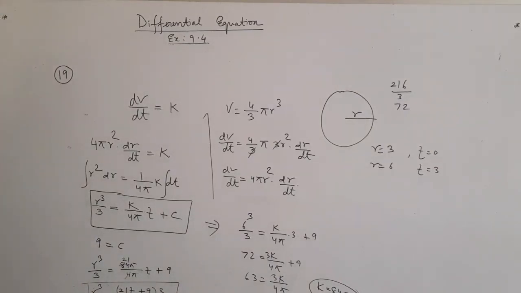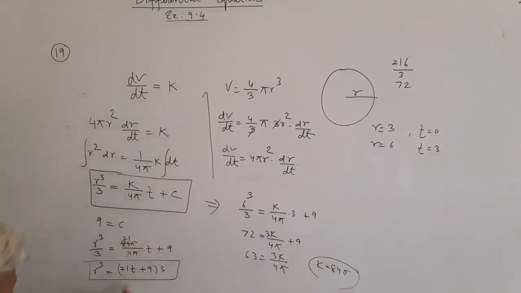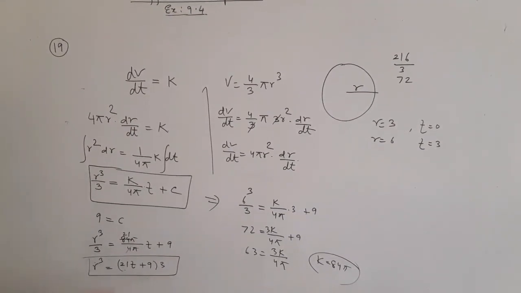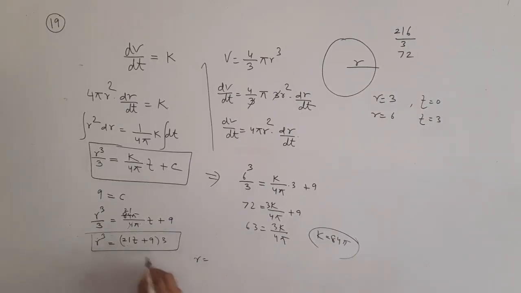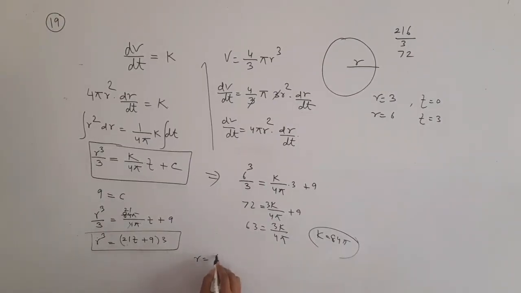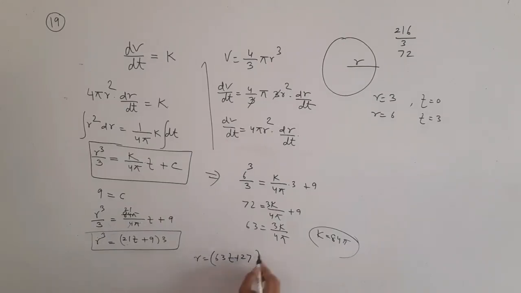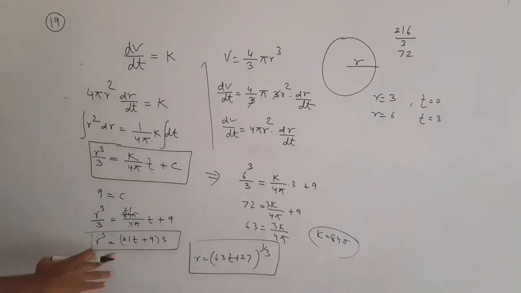So this is how this question can be solved. If you want to write properly only for the r, then your r will be, now multiply 21 into 3, which is 63t plus 27, and that lies to the power 1 by 3. So this is how the final equation comes, and this is also the same answer.